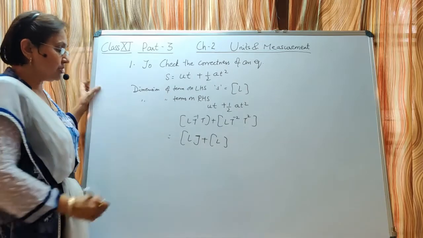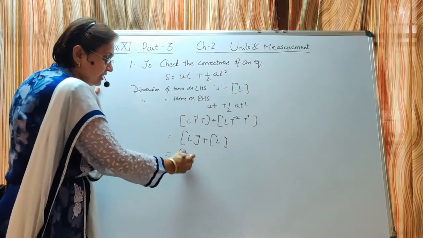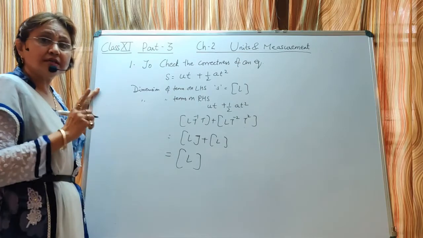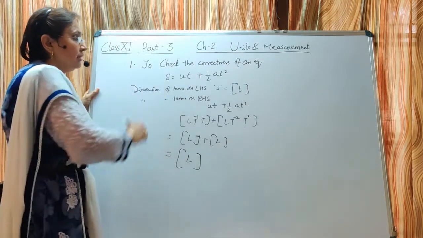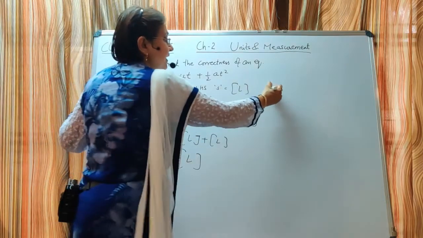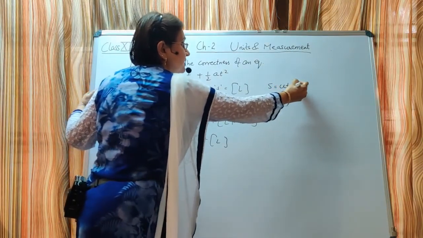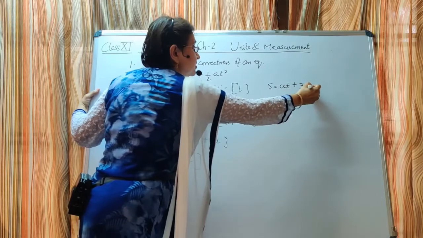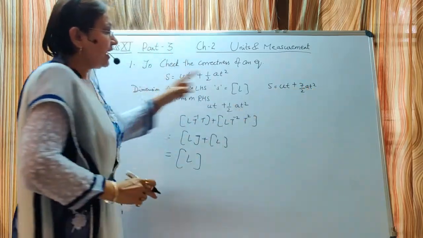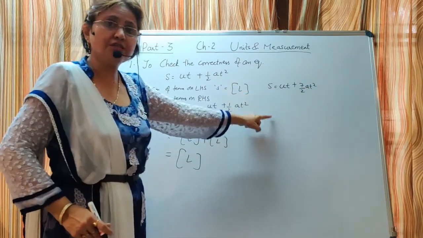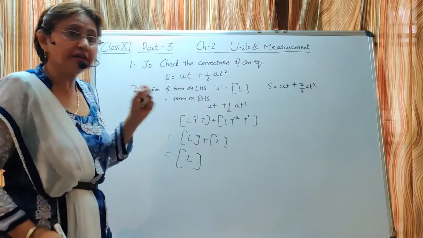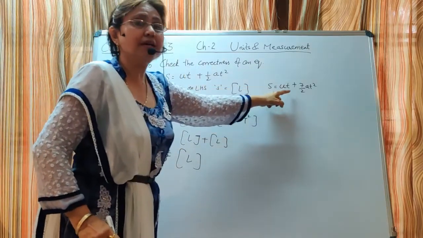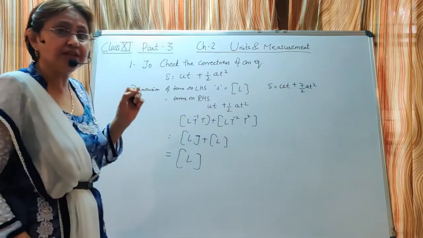Now, an equation which is dimensionally correct is not necessarily physically correct also. For example, if this equation is written as S is equal to ut plus 7 by 2 at square, dimensionally you will find this equation is correct, but physically this equation is not correct. Why? Because the equation should be S is equal to ut plus half at square.